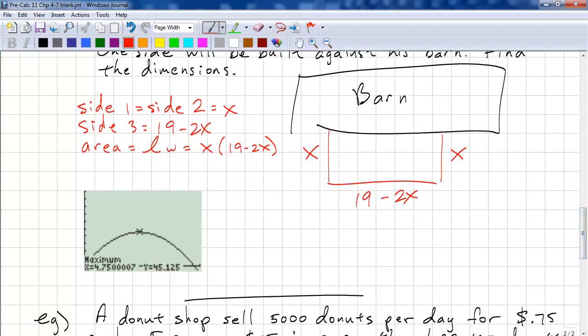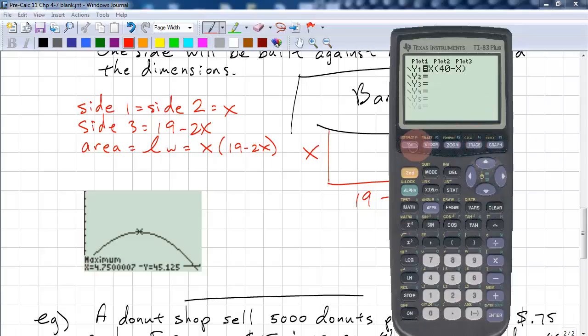And we can go ahead and plug this in on the calculator. Clear, X, 19 minus 2X. We'll leave the window the same for now, and then we'll just graph. That's not very good. It doesn't show up very well. So let's make it less. We'll change this to 10.